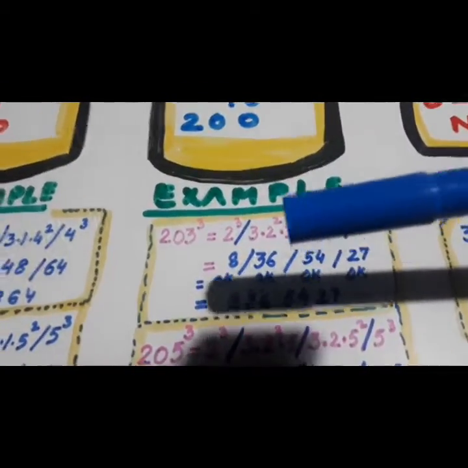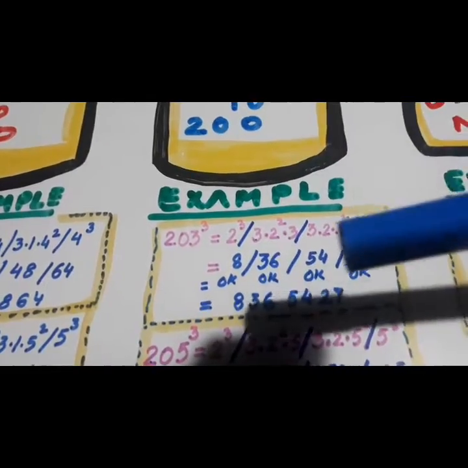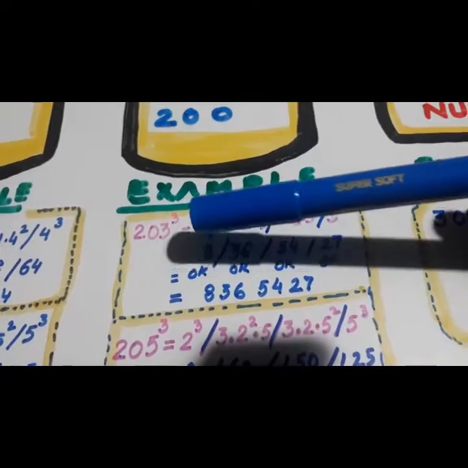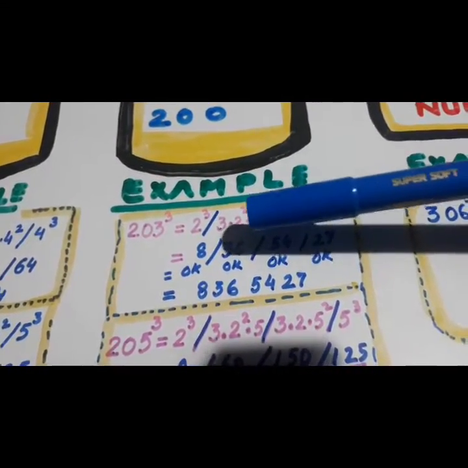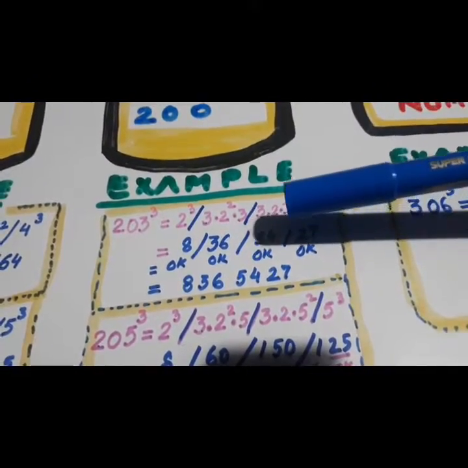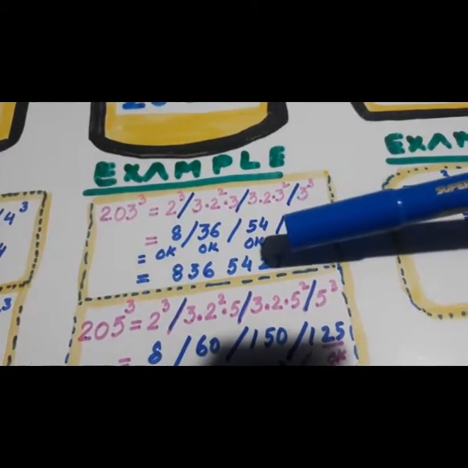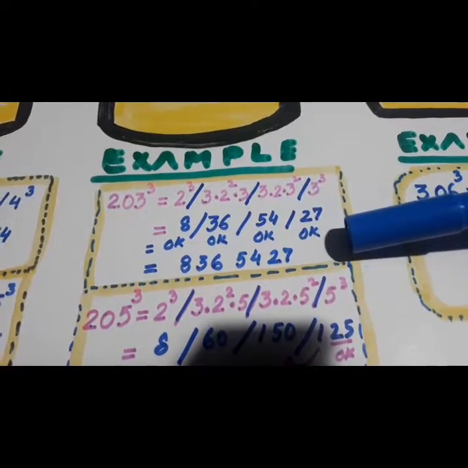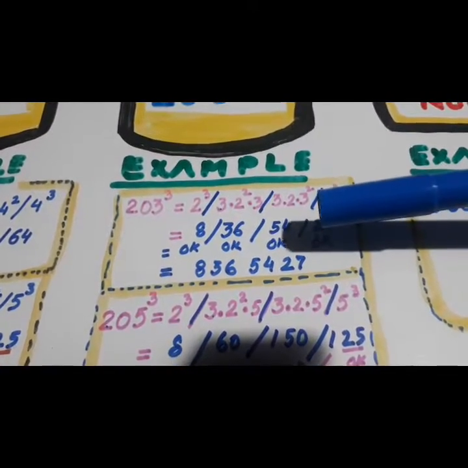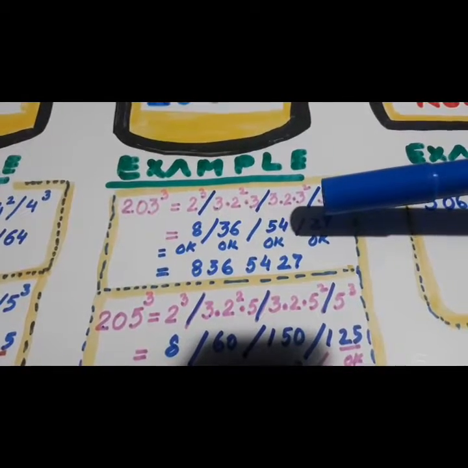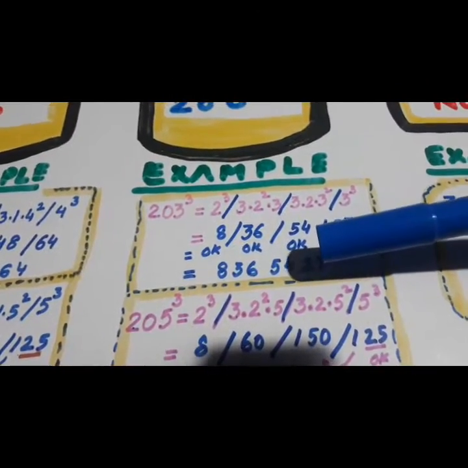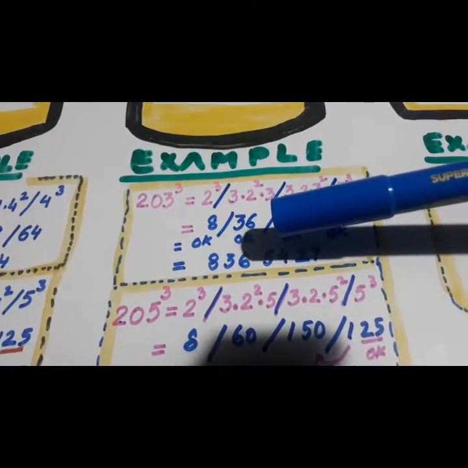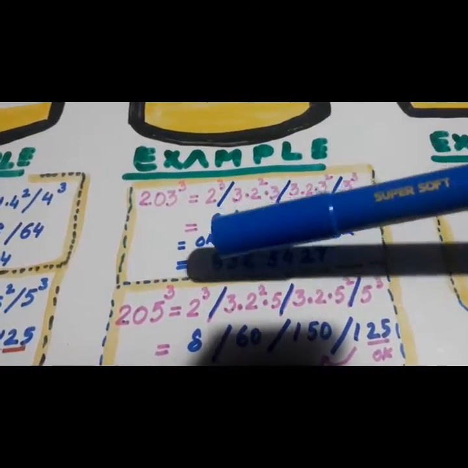Now numbers close to 200. 203 cube. It is 2 cube. Only you have to see 2 and 3. a is 2 and b is 3. So a cube plus 3a square b plus 3ab square plus b cube. So 3 cube is 27. It is okay. 3 into 2 into 3 square is 54. This is okay. 3, 2 square into 3 is 36. This is okay. 2 cube is 8.